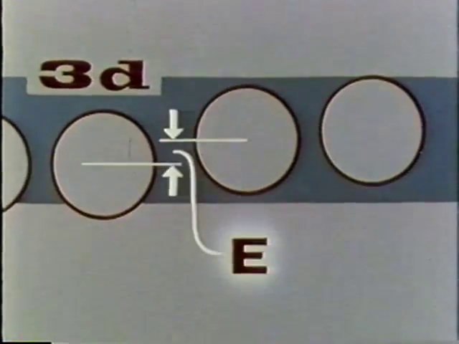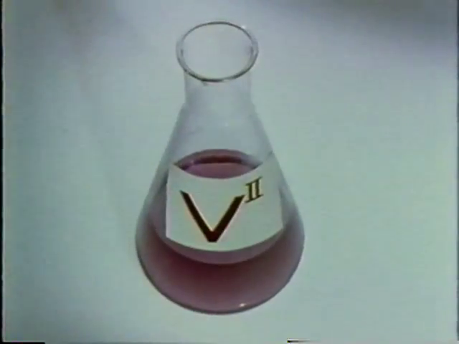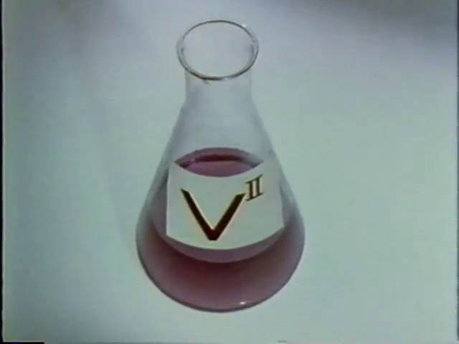A more detailed picture shows a small energy separation. This separation matches the energy of certain visible light photons. When the orbitals are partially filled, absorption of a photon moves an electron to an empty orbital. The transmitted light will then be colored. Thus, the color of vanadium-2 is due to light absorption by its 3d electrons.